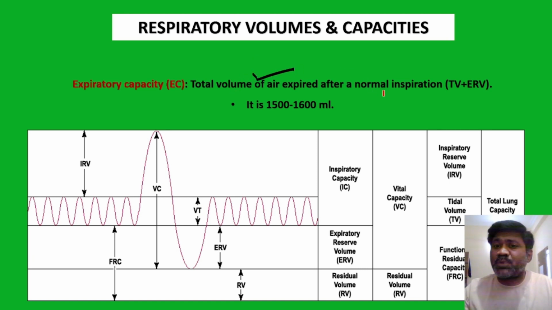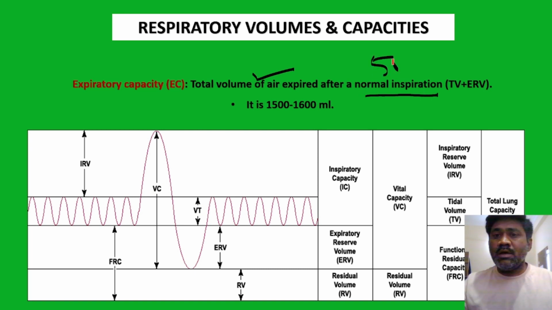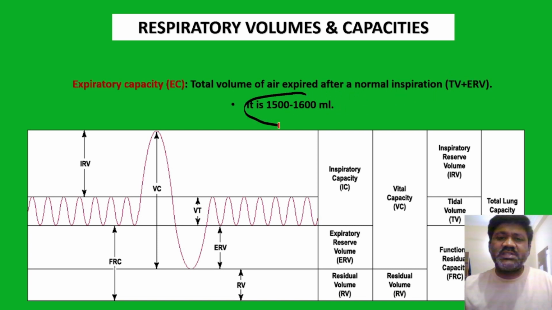Total volume of air expired after a normal inspiration. When we inhale normally, we can inhale 500 ml, but after inhaling normally, if we try to exhale the total volume of air, that is called what? Expiratory capacity. How much can we exhale? Tidal volume, the TV, plus forceful expiration, the ERV. Normal exhalation and forceful exhalation together are called what? Expiratory capacity, right? That is 1500 to 1600 ml.